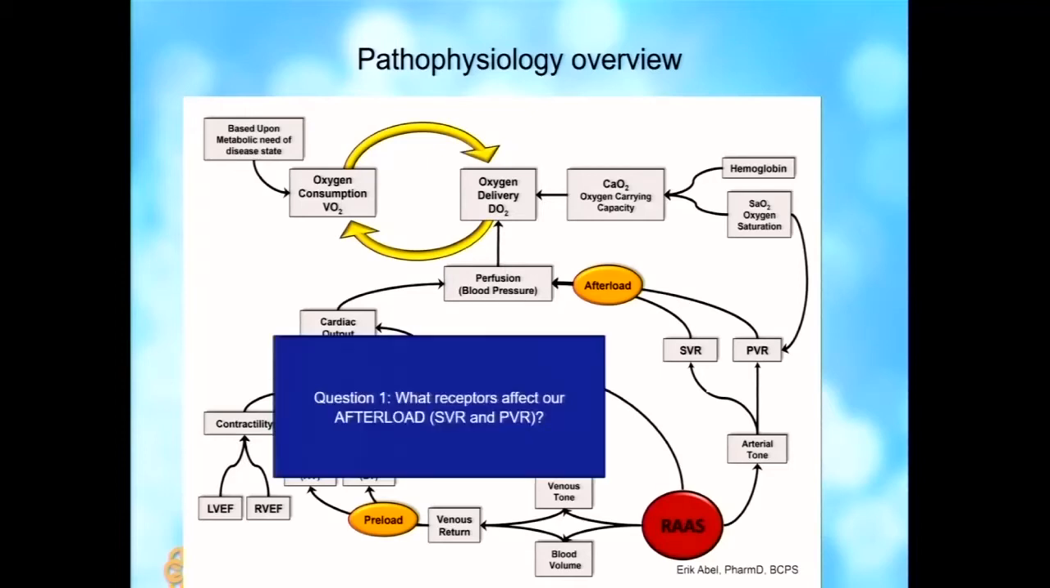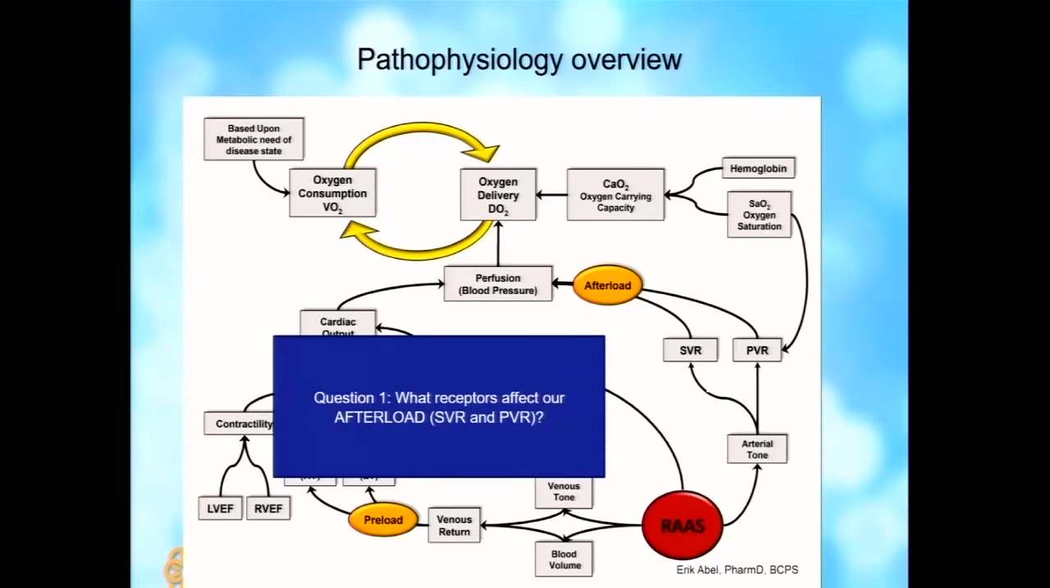So now let's get into more questions about which receptors affect your afterload. So which receptor affects your SVR? So that's going to be your alpha-1 receptor. The thing about that is, when you agonize or stimulate your alpha-1 receptor, you'll squeeze down on your pipes or your blood vessels. And then what about the pulmonary vascular resistance?